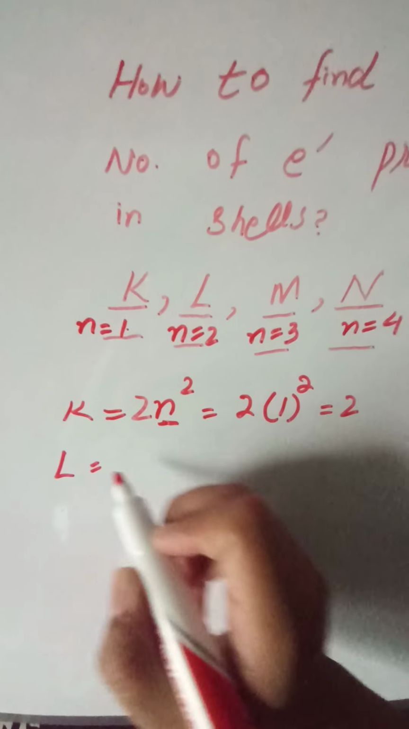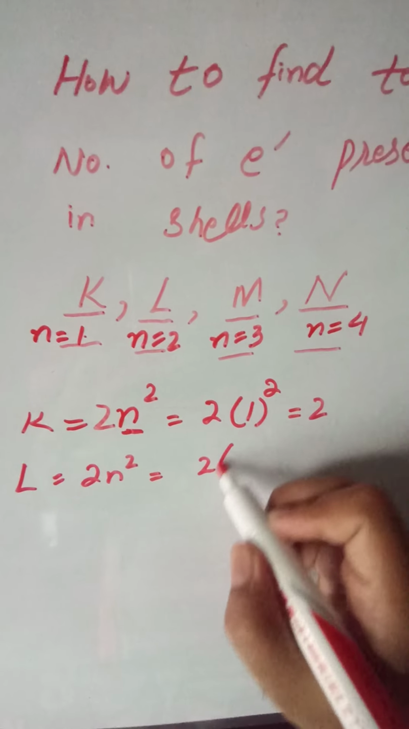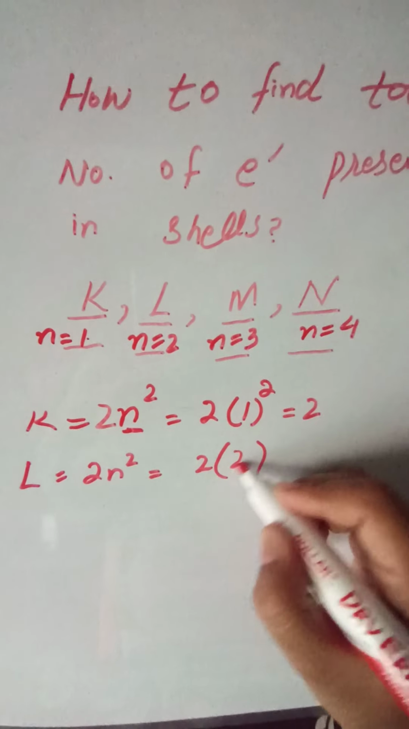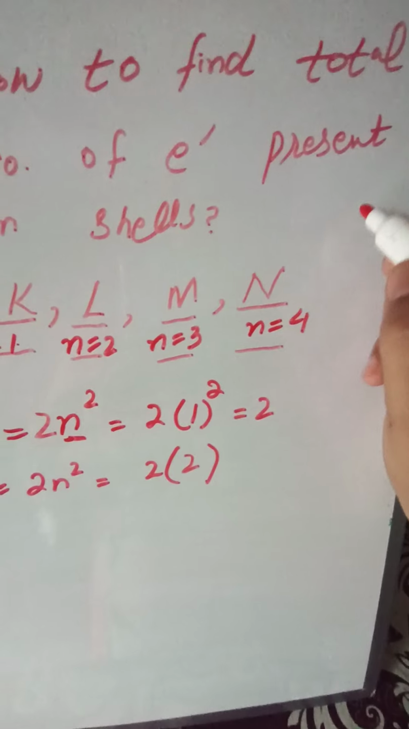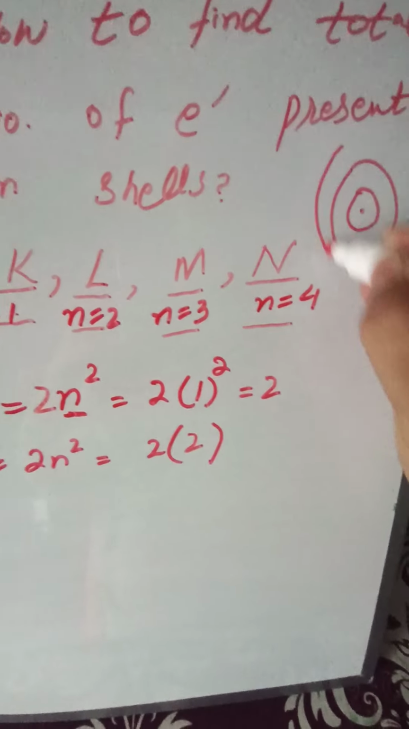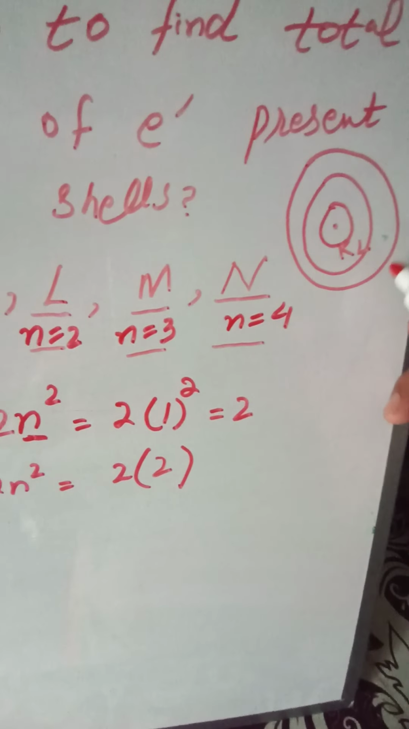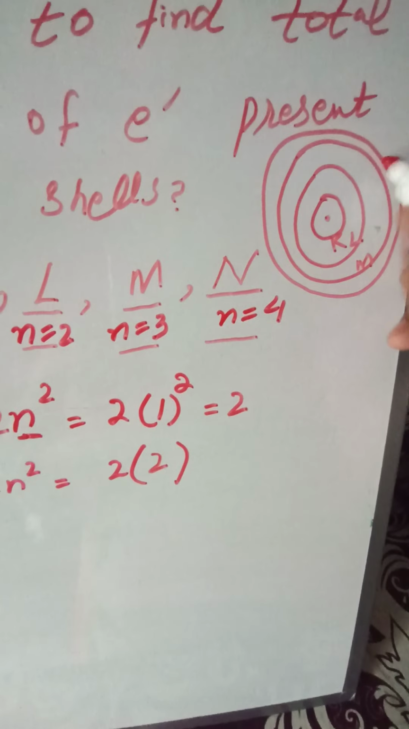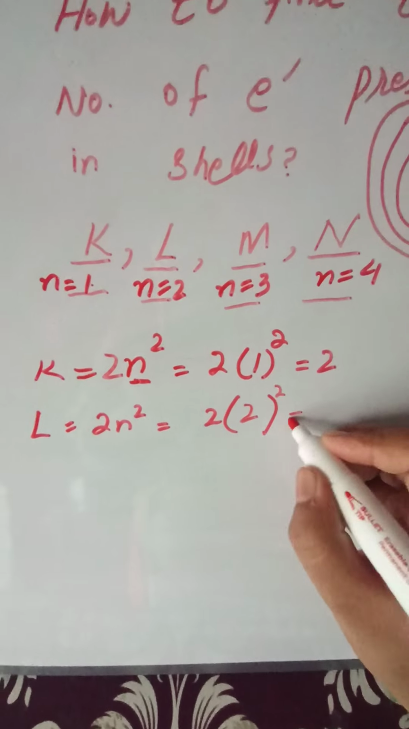For the L shell use the same formula and put the value here. n for L is 2. Because it is the second shell, this can also be written like this: K, L, M and N. Okay, so here we get 8.